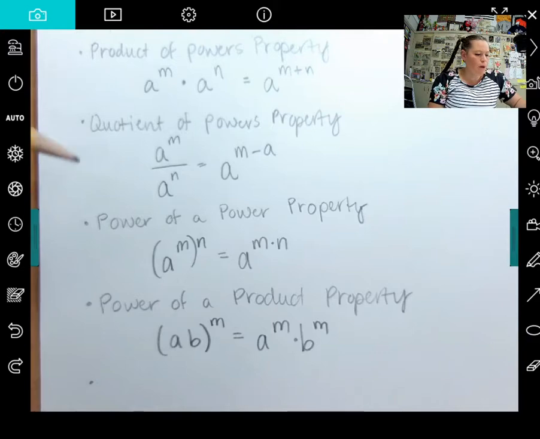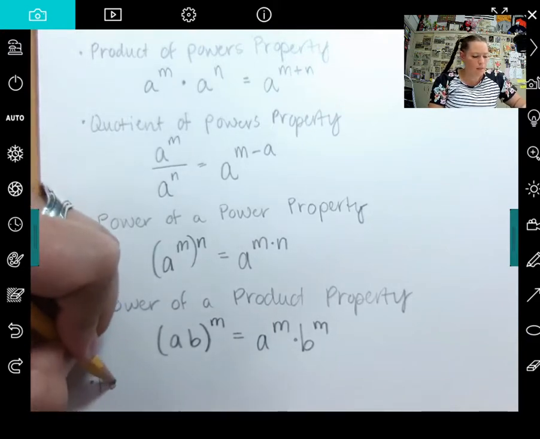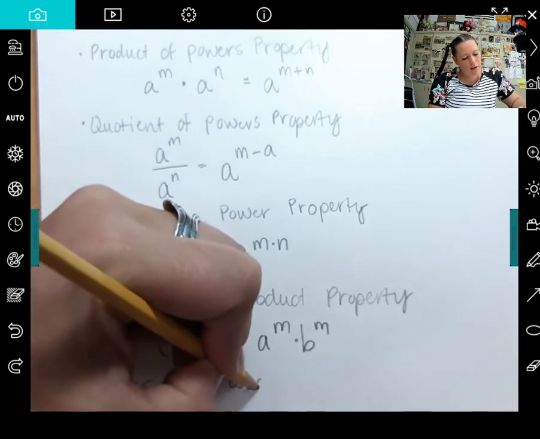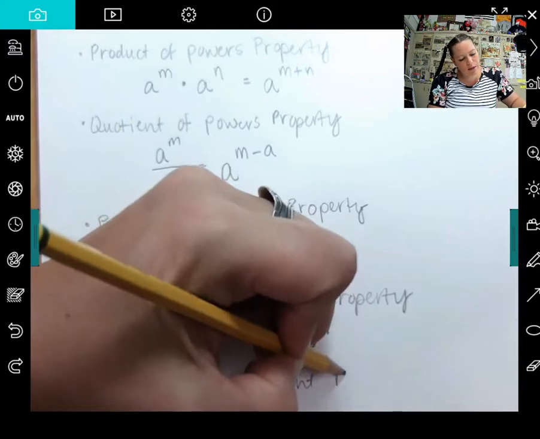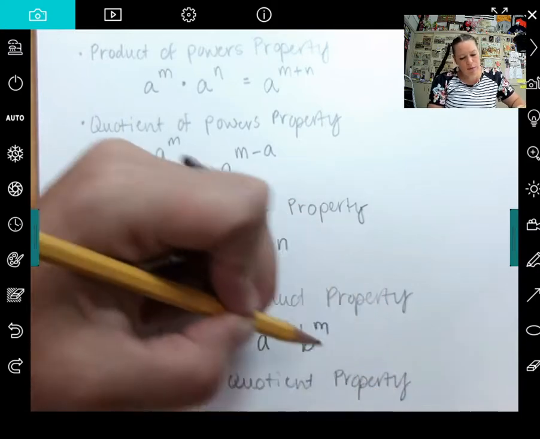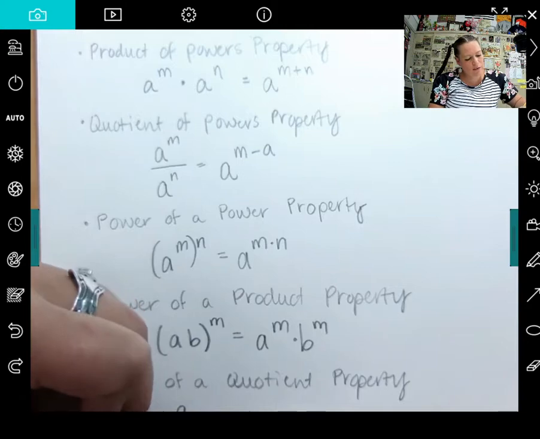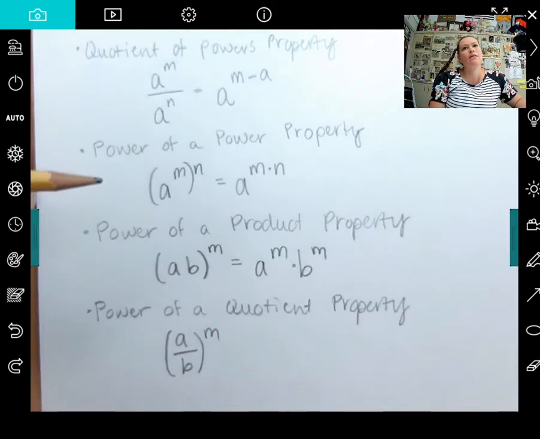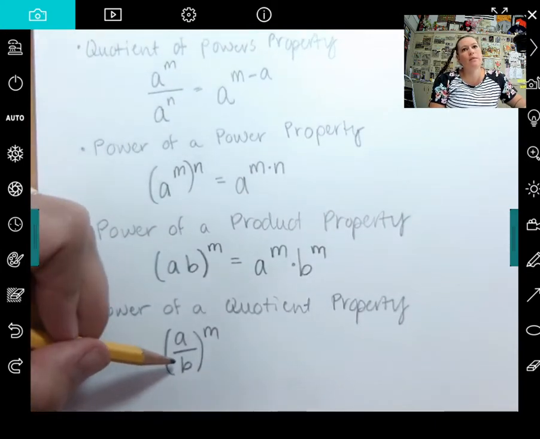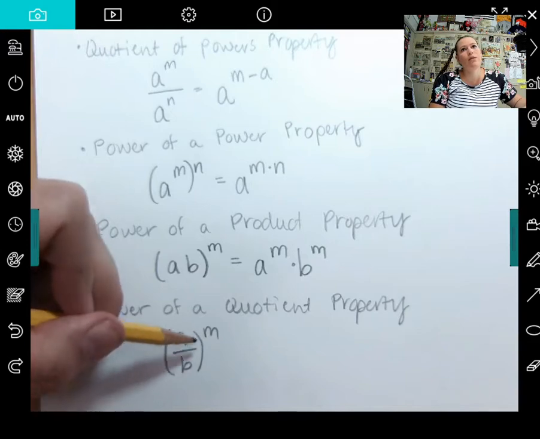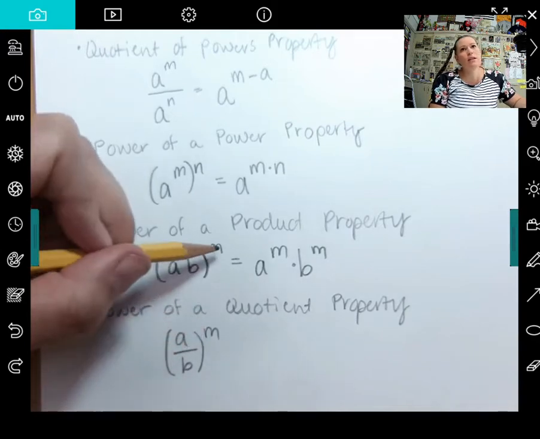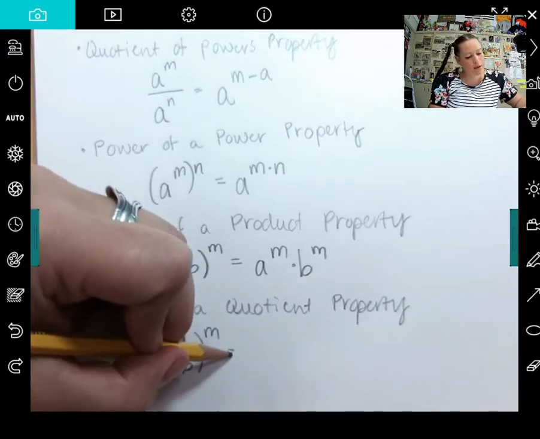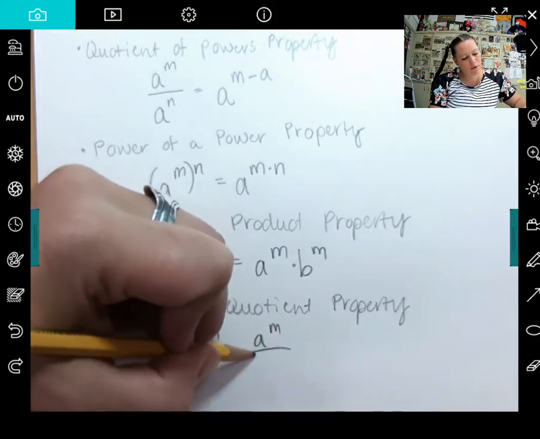The 5th property that we are going to list is power of a quotient property. Power of a quotient property would say if we had some fraction, a divided by b to the m power. My bad. So if we had something like this, a divided by b, and that whole quantity is to the m power, you could take just like we did up here and distribute to each value. You distribute that exponent to the top and to the bottom. So we'd have a to the m over b to the m.